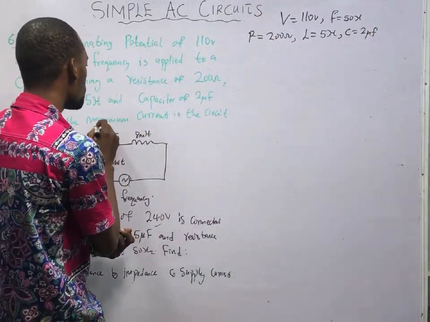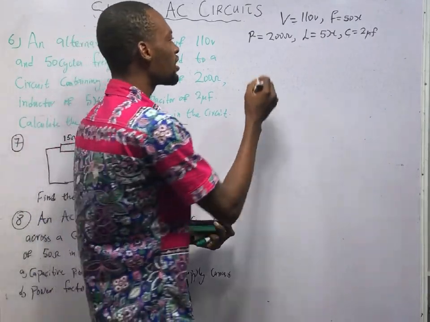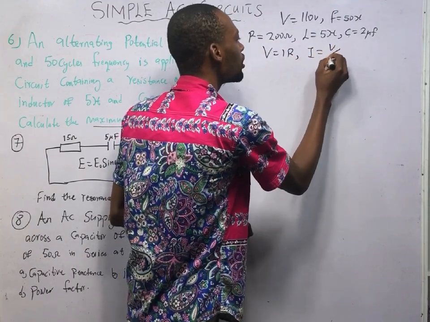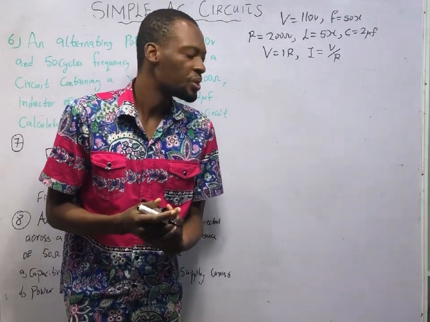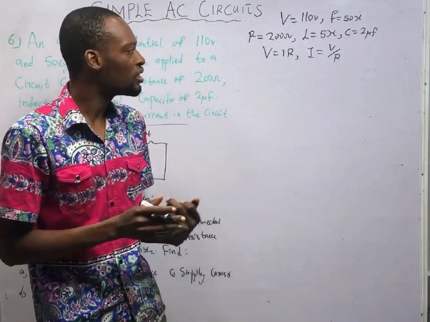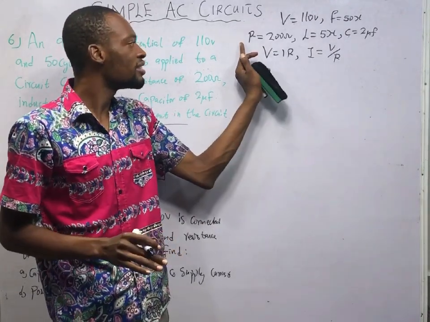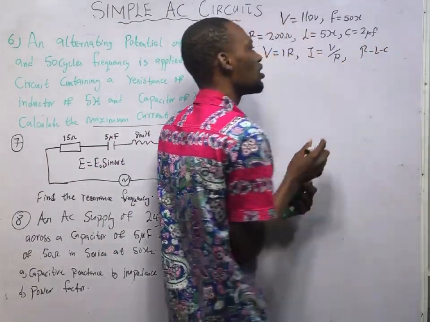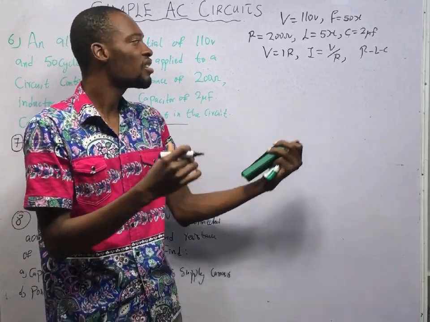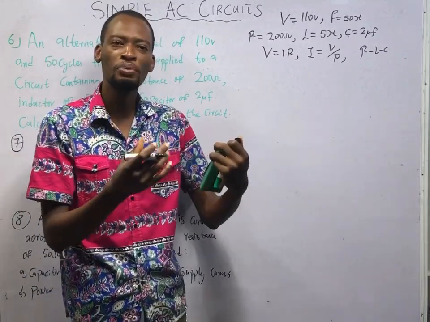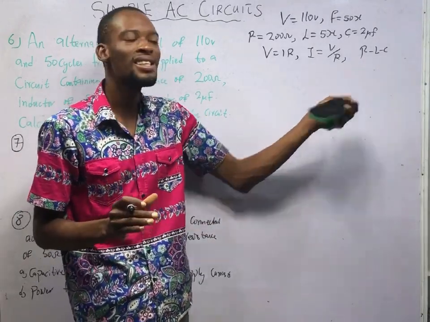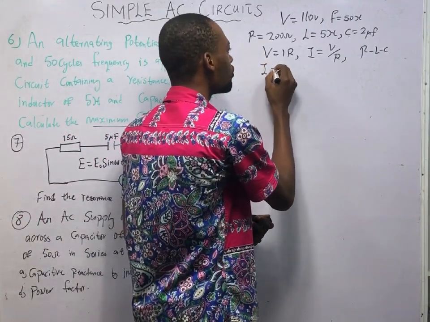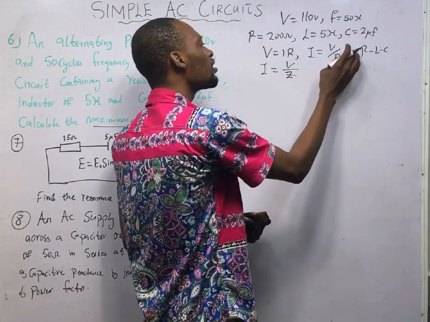So C is equal to 2 microfarad. We are asked to calculate the maximum current in the circuit. So the maximum current in the circuit from V is equal to IR. So the current will be voltage over the resistance. That is maximum current. But what are we dealing with? We are dealing with a circuit containing resistor, inductor, and capacitor. This is an RLC circuit. And for a circuit containing resistor, inductor, and capacitor, we have opposition to the flow of current offered by these three components. And that opposition is referred to as impedance. Therefore, the current will be the voltage over impedance instead of the resistance.